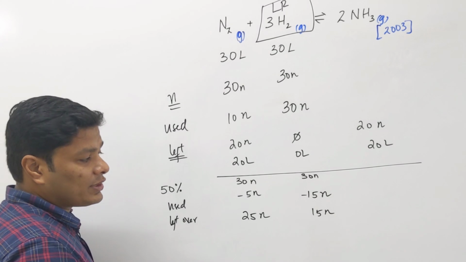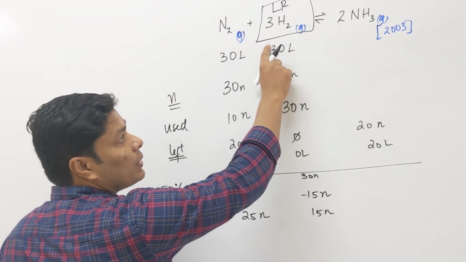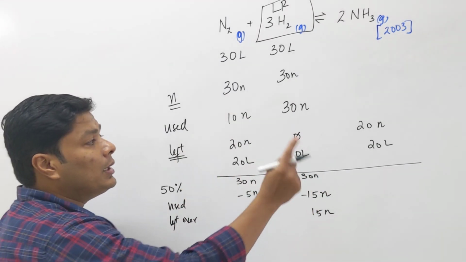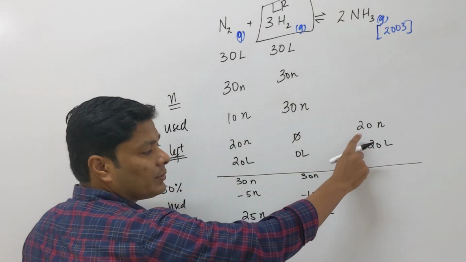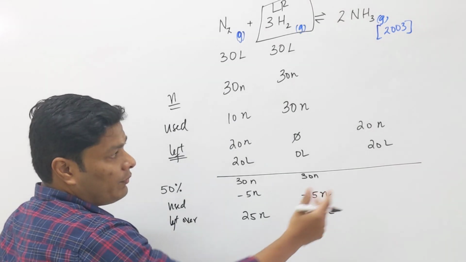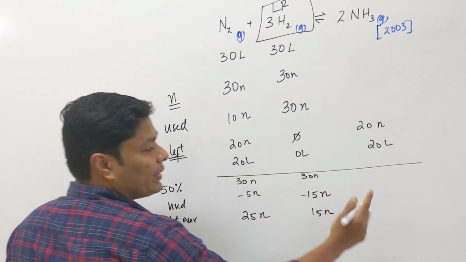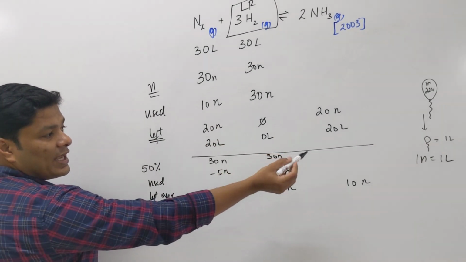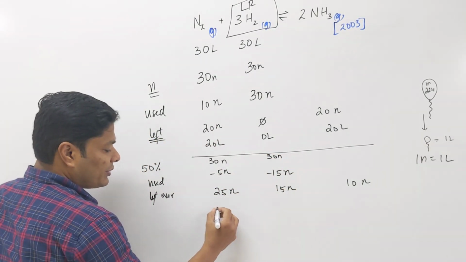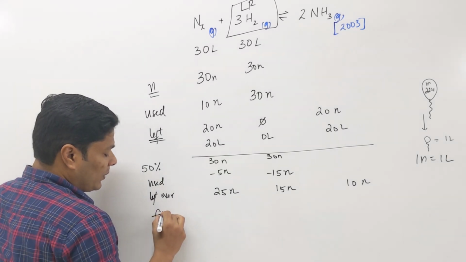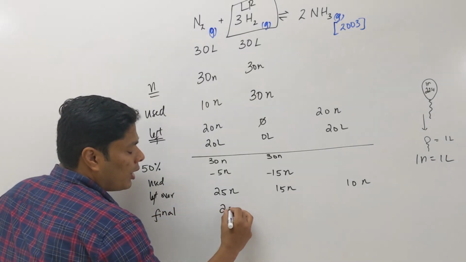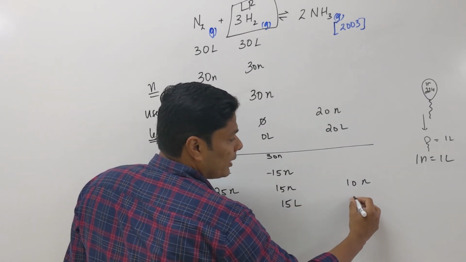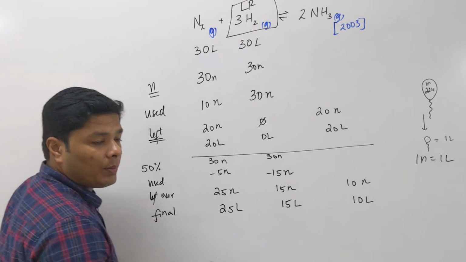How much ammonia is formed? For 3 moles, 2 moles are formed. Correct? For 3 moles, 2 moles are formed. For 30 moles, 20 moles are formed. So for 15 moles, how much will form? Very simple. 30 gives 20, 15 gives 10. Now we are going to use the same thing: 1 mole is 1 liter. We are in the same condition. So the final composition is 25 liters of nitrogen, 15 liters of hydrogen left over, and 10 liters of ammonia formed.